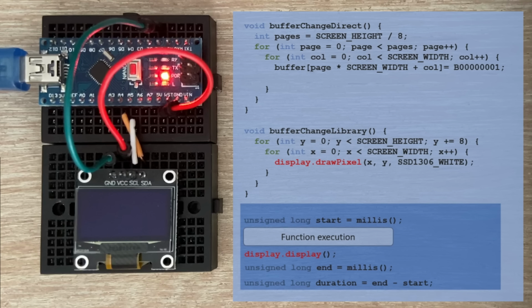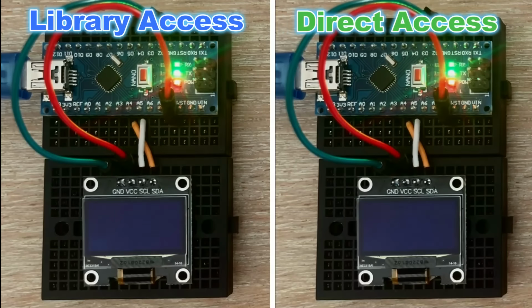So now that we know display is the time-consuming part, and it takes roughly the same amount of time regardless of how we modify the buffer, we can try to exclude it from our benchmark. To do that, we capture the end time right after the drawing function finishes, but before calling the display method. This way, the time needed to send the buffer to the screen is not included in the measurement. Let's repeat the test.